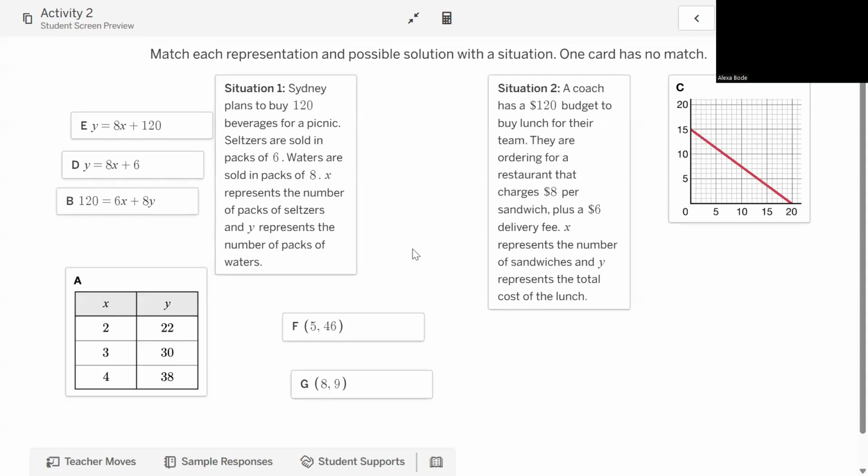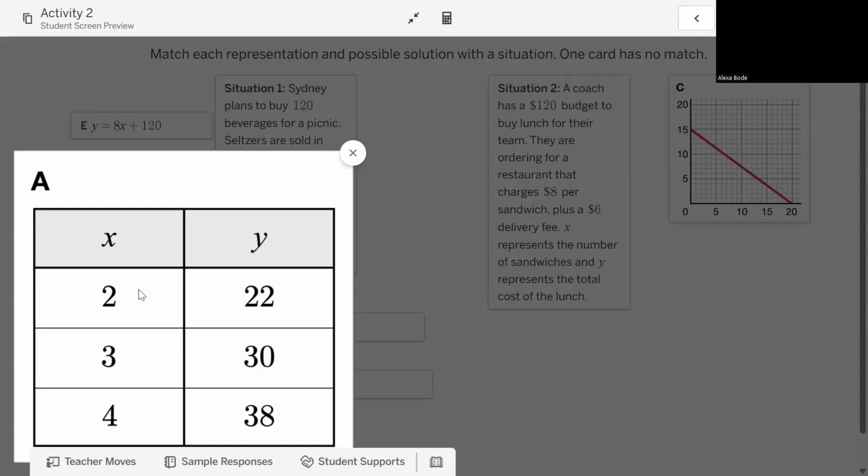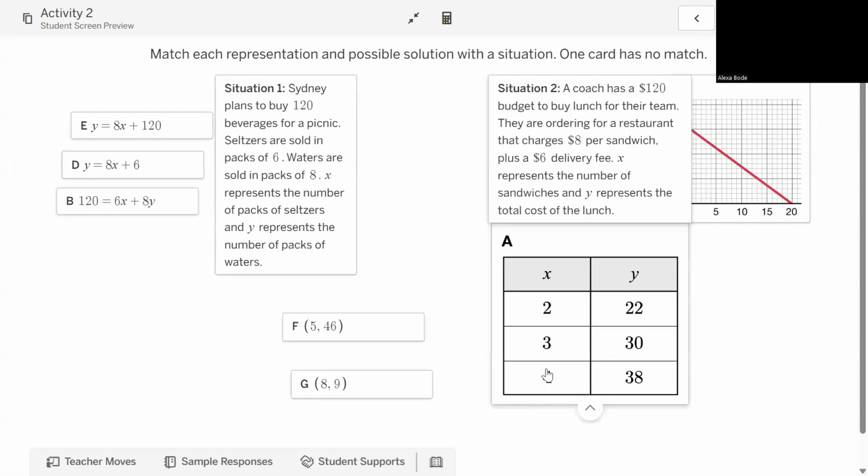So just to double check with situation two, it is $8 per sandwich plus $6 delivery fee. So if I'm looking at my 2 and 22, if I did $8 per sandwich, 2 times 8 is 16, plus $6 delivery fee, 16 plus 6 is 22. I can double check it with 3. 3 times $8 per sandwich, 3 times 8 is 24. 24 plus 6 is 30. So this A belongs to situation 2.